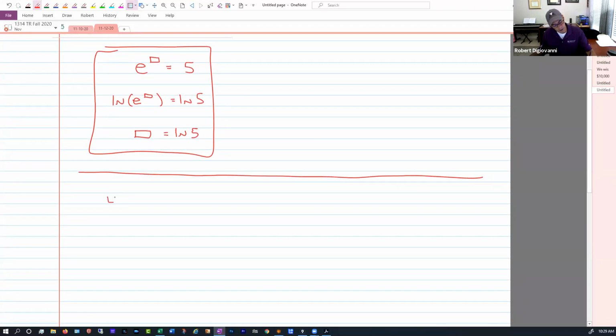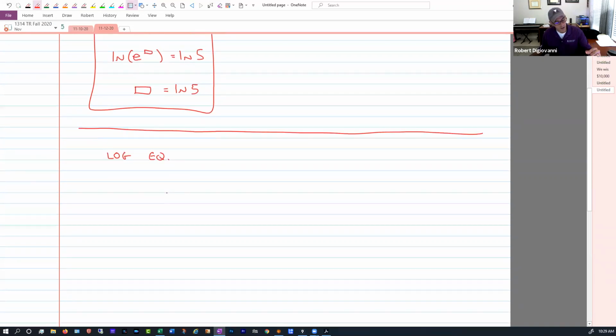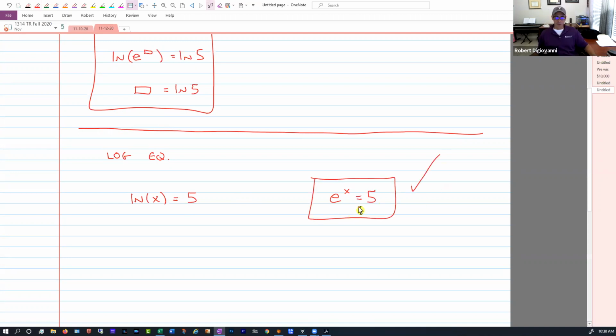This is called a log equation, or logarithmic equation. Your first example would be this. What if I tell you that when you take the natural log of some value x, you get 5? I've already given you an example like this: e to the x equals 5. Everyone should be able to do that because you just do the natural log on both sides. But this one, I'm telling you that the natural log of some number is 5. What's the number?